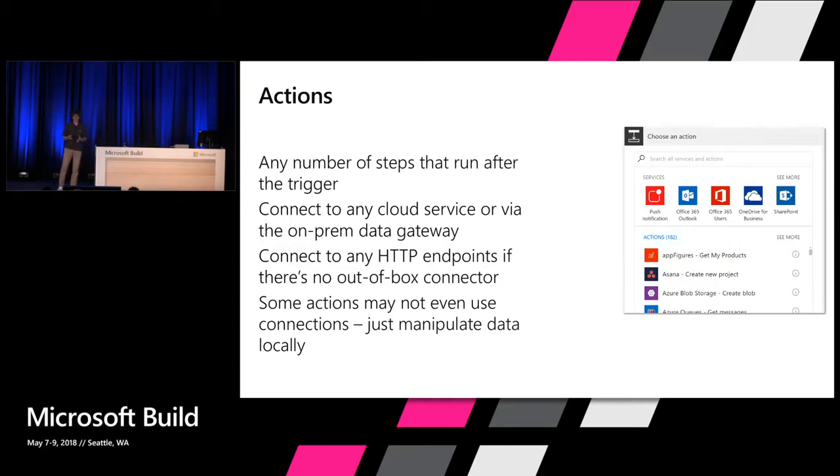Some actions in Flow don't even connect out to other data services. Sometimes you can use actions in Flow to transform data. If I want to take an array and filter it down, or I want to store variables inside of a loop, or I want to convert something into an HTML table, I can do that using built-in actions that we have inside of Flow.